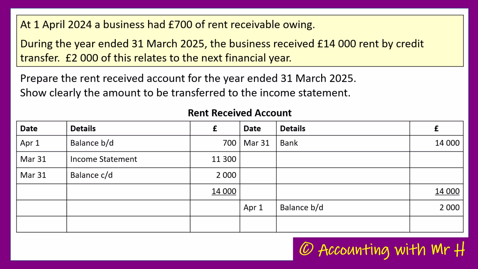But from our point of view, we've kind of had it before we should have had it, so we have to treat it as a liability. It doesn't relate to this year, it relates to next year. So if you like, we can't claim it yet. So that's why that's brought down on the credit. And then working backwards, we can find the figure that needs to be transferred to the income statement is £11,300.